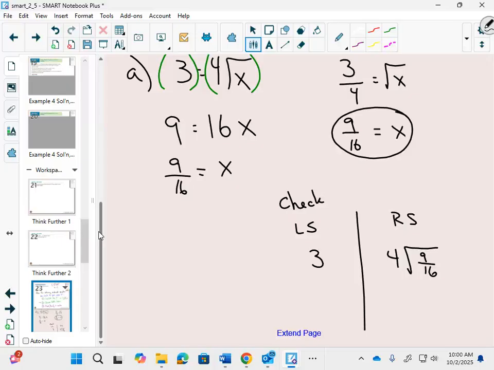Square root of 9/16 is the square root of 9 over the square root of 16. That'll be 3 divided by 4. I have fractions. My 4s would simplify, giving me just 3. Yes, I can put a check mark on these. I've checked and they work. Really nice.